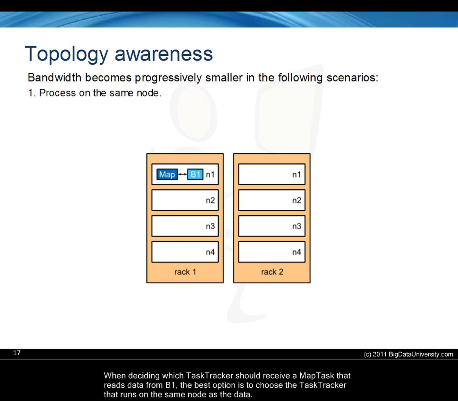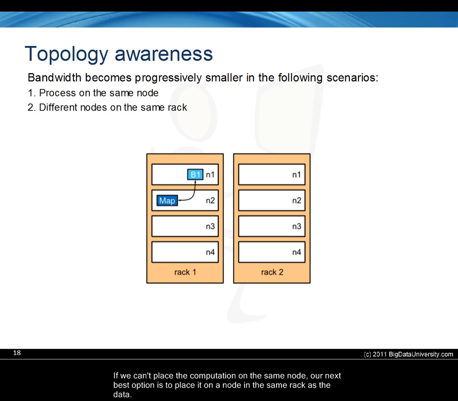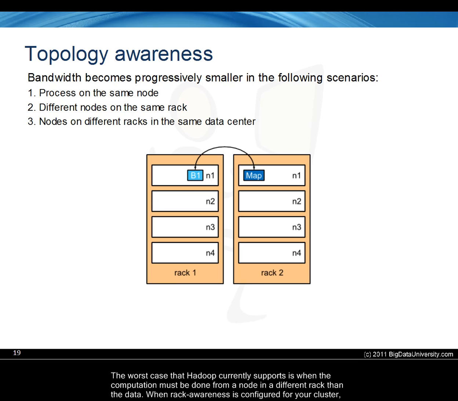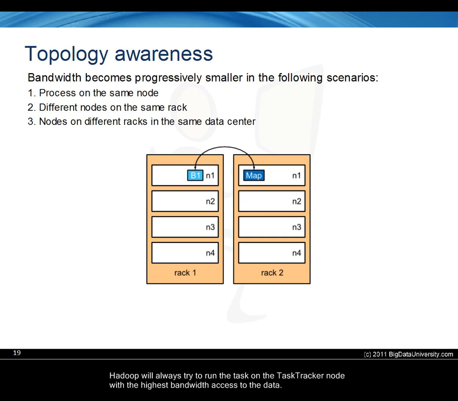When deciding which task tracker should receive a map task that reads data from B1, the best option is to choose the task tracker that runs on the same node as the data. If we can't place the computation on the same node, our next best option is to place it on a node in the same rack as the data. The worst case that Hadoop currently supports is when the computation must be done from a node in a different rack than the data. When rack awareness is configured for your cluster, Hadoop will always try to run the task on the task tracker node with the highest bandwidth access to the data.